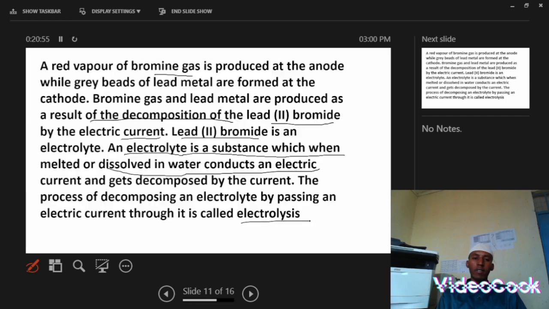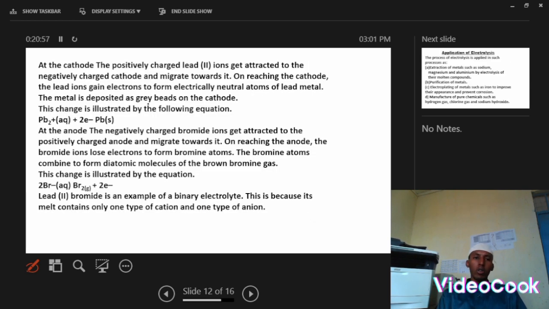And here we have, at the cathode, the negative terminal of the battery, the positively charged lead-2 ions get attracted to the negatively charged cathode and migrate toward it. On reaching the cathode, the lead-2 ions gain electrons to form electrically neutral atoms of lead metal. This metal is deposited as gray beads at the cathode. Now we observe gray beads at the cathode. This change is illustrated by the following equation.